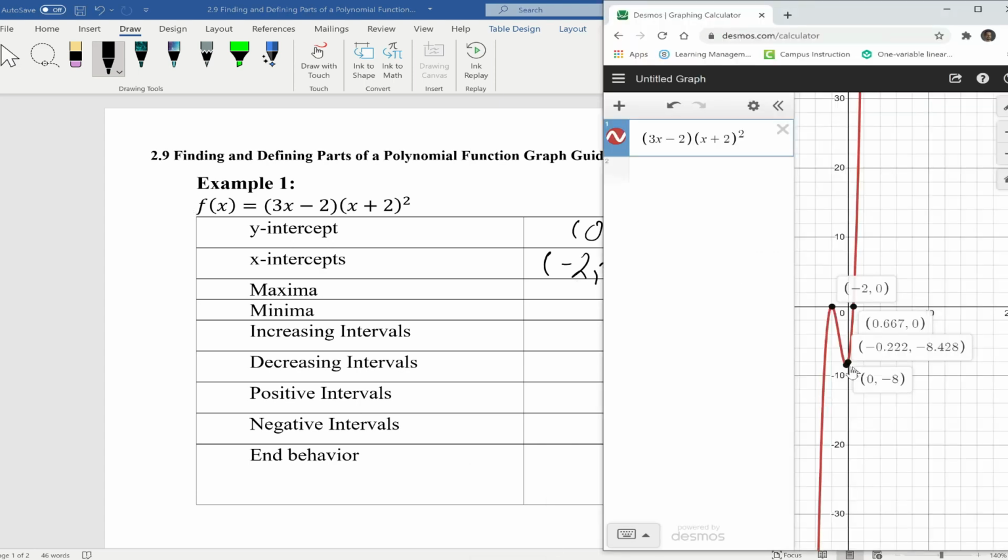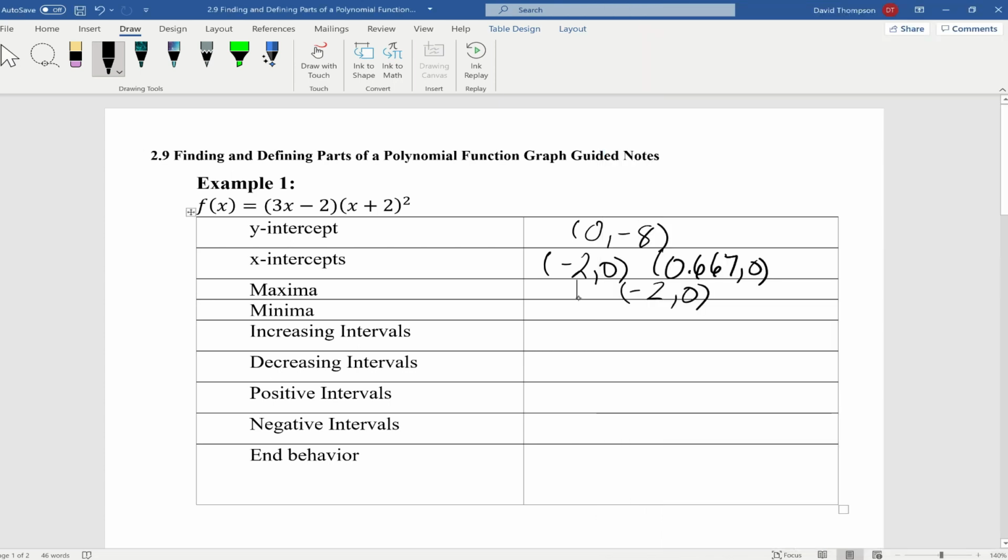Next thing we want is our minima. That's -0.222, -8.428.